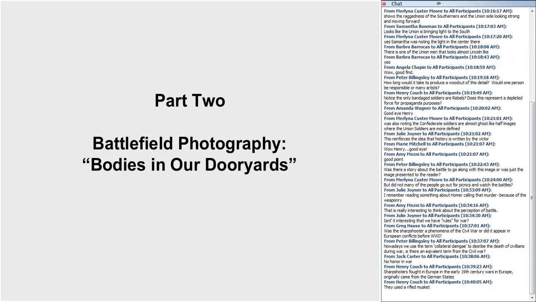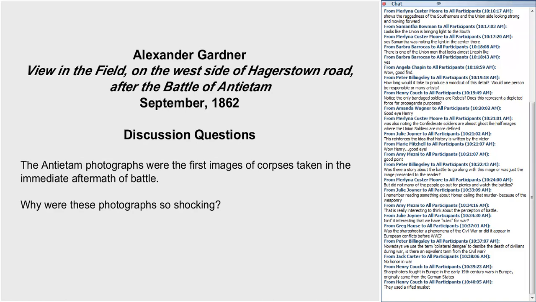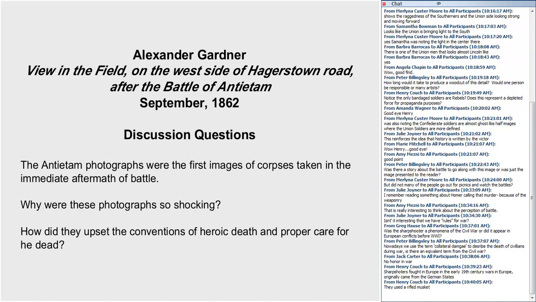And the questions I wanted to ask about that were, we're going to look initially at some of the photographs that were taken at the Battle of Antietam in September of 1862. And these were, in fact, the first battlefield images. And they were taken in the aftermath of the battle. And so they show the corpses, the decomposing corpses that are left on the battlefield after the battle is over. And some of these questions came up in the forum: how shocking were these photographs? Why were they shocking? What conventions did they upset? The conventions of heroic death and proper care for the dead.